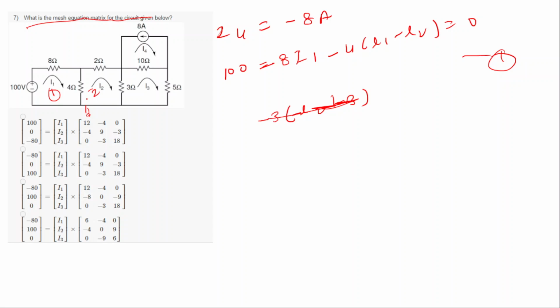Let's write for mesh 2. So it will be equal to minus 4 times I2 minus I1, if we move from here to here, plus minus the drop across this 2 ohm resistance, so minus I2 times 2 ohm, minus the drop across this 3 ohm resistance, so minus 3 ohm multiplied by I2 minus I3, equals 0. So this will be our second equation.